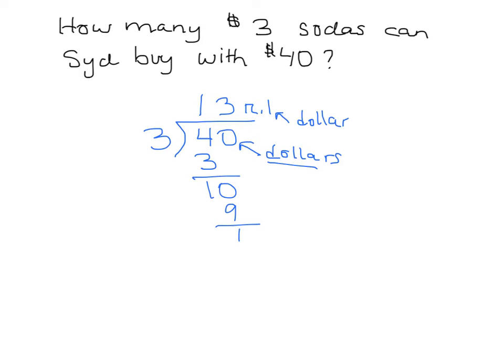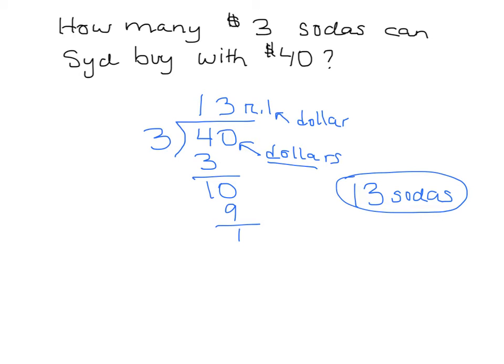Now I have to look back at the question and think, is it a problem if there's $1 left over? So how many $3 sodas can Sid buy with $40? It's perfectly fine if there's $1 left over. Sid just has $1 left over in the end. So Sid can buy 13 sodas.